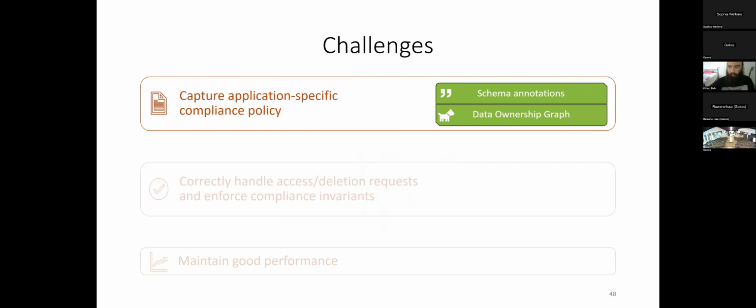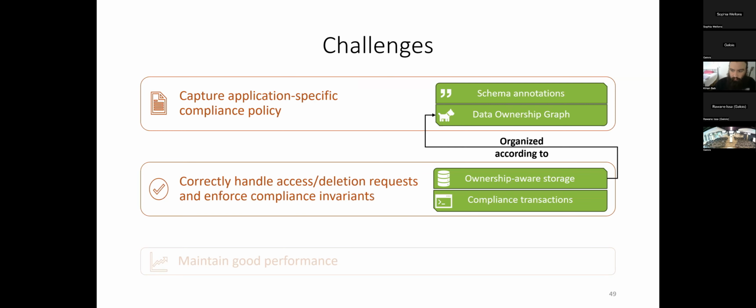Okay, good. So we just saw how K9db captures application compliance policies and represents them using the DAG. Now, let's look at how K9db actually enforces these policies to achieve compliance via a new ownership-aware storage layer. The storage layer is organized according to the DAG and has built-in support for access and deletion requests.